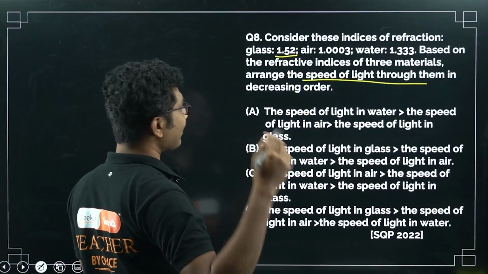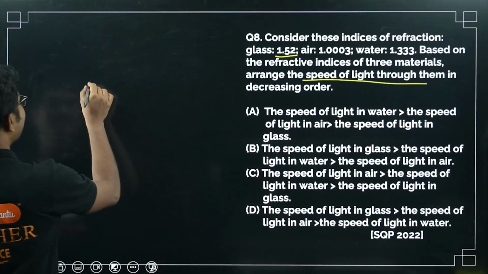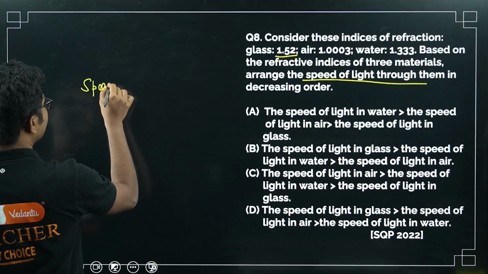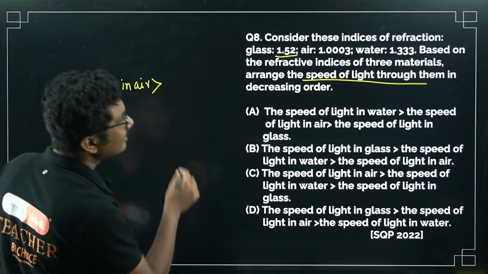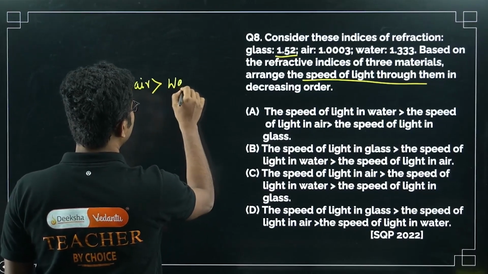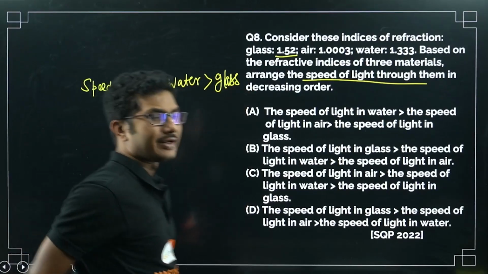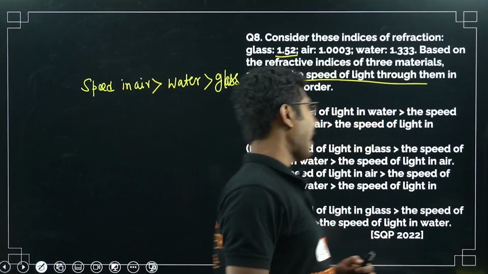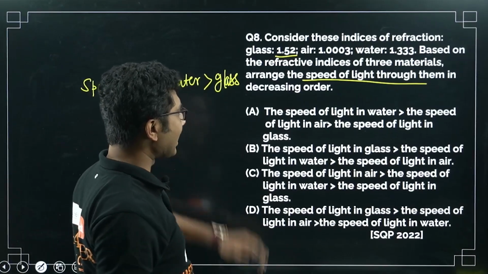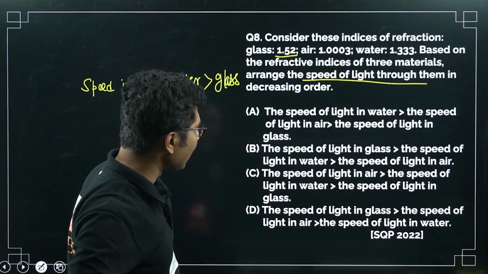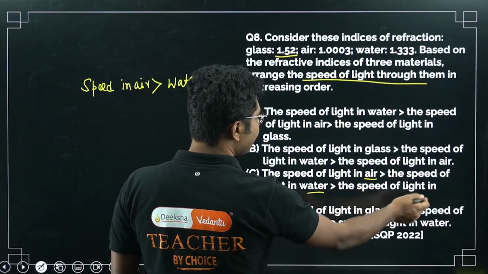So for glass light is moving slowest. Decreasing order means first we have to mention the maximum one. So speed of light in air, then definitely water, and at last it will be glass. Higher the refractive index, slower is light. Decreasing order means first you write the highest value, then the last value. As you can see, only one option has this correct answer: speed of light in air, speed of light in water, speed of light in glass.